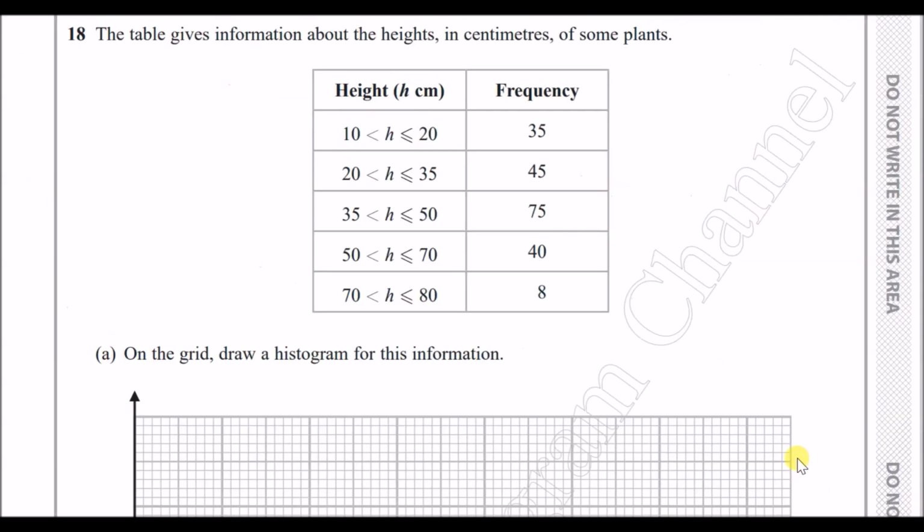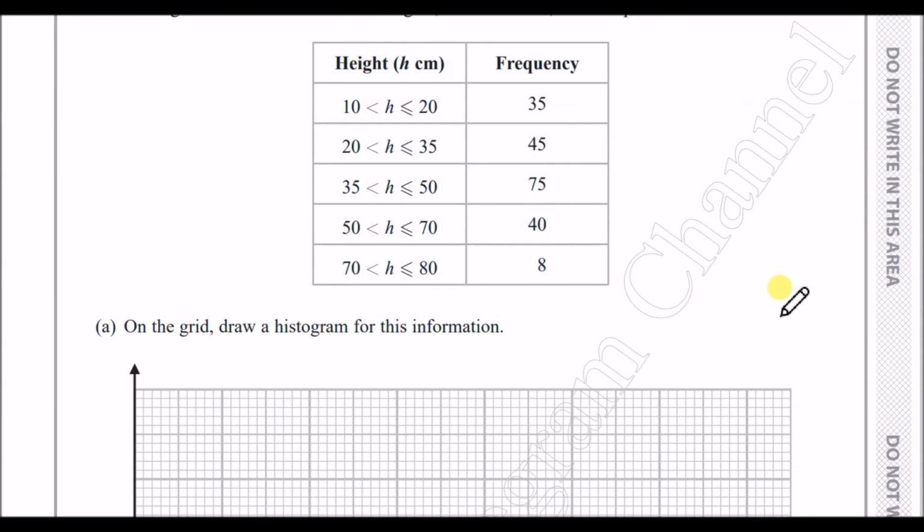Let's move on to the next one, yeah? So 18. The table gives information about the heights in centimeters of some plants. Okay, cool. So you're given some heights in centimeters of plants. There's a lot of studies they do in these kinds of questions. So many different kinds of studies. And frequency tells us how many there are. So for example, there are 35 plants that have a height between 10 and 20 centimeters. And there's only 8 plants that are really tall, between 70 and 80 centimeters. Only 8 of them. Now, okay.